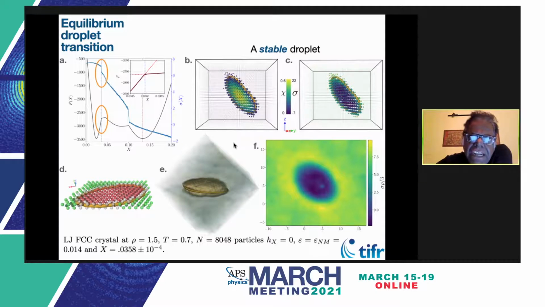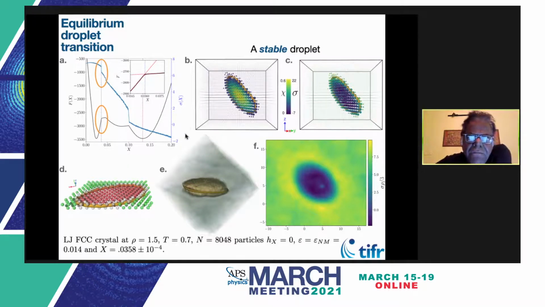And in order to get that limit, you have to go to very large system sizes, because each slip plane enters the system through a transition which is similar to this.